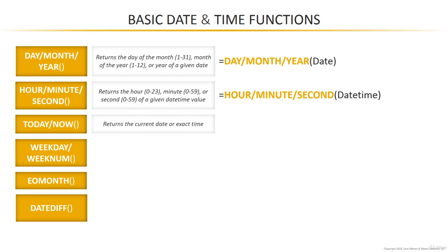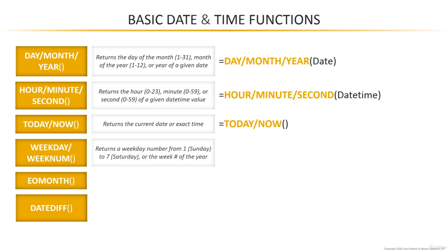Now, today and now, those are volatile functions, which means that they update or refresh every time there's a workbook change, and those two functions return the current date or the current exact time, respectively. Syntax-wise, literally could not be simpler. This function doesn't even take a single argument. You literally open and close the parentheses, and you're all set.